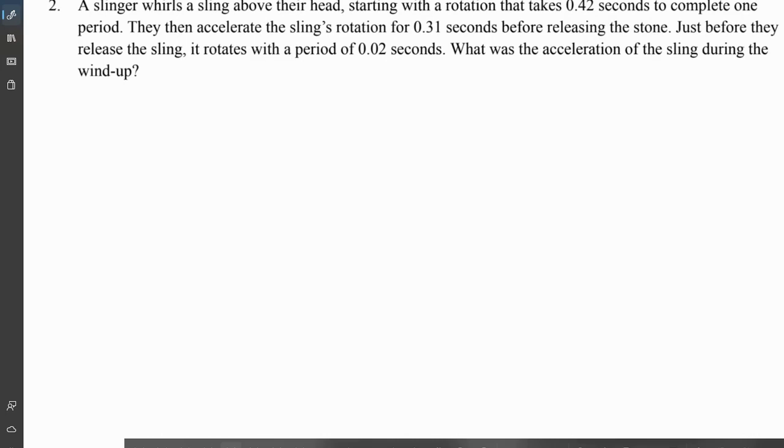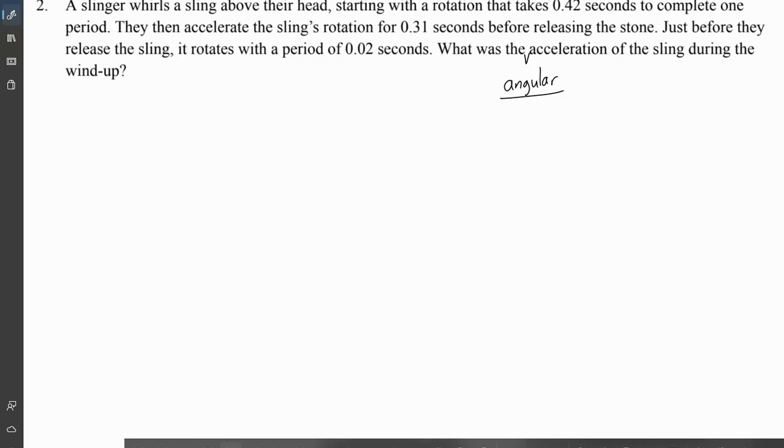All right, number 2. A slinger whirls a sling above their head, starting with a rotation that takes 0.42 seconds to complete one period. They then accelerate the sling's rotation for 0.31 seconds before releasing the stone. Just before they release the sling, it rotates with a period of 0.02 seconds. What was the angular acceleration of the sling during the windup?